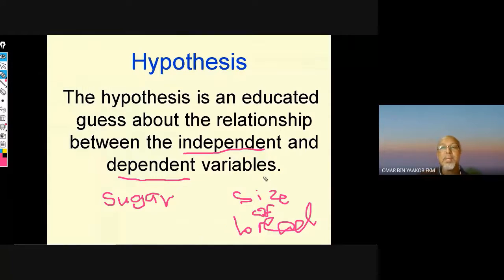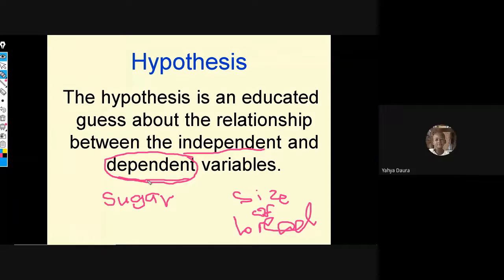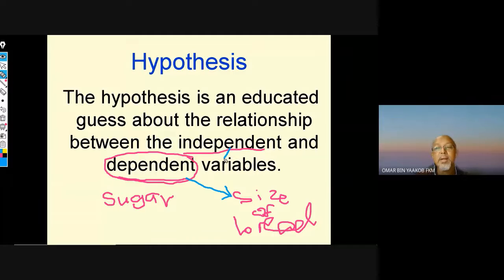So which one is dependent, which one is independent? Just say out. Anybody wants to say? Switch on microphone and say which one is dependent. Size of the bread. Dependent is size of the bread. Yes. Independent is the amount of sugar. Yes. Okay. So we must remember this.